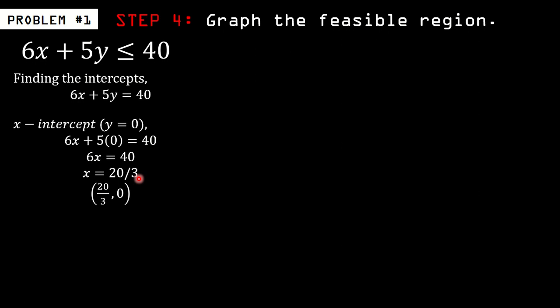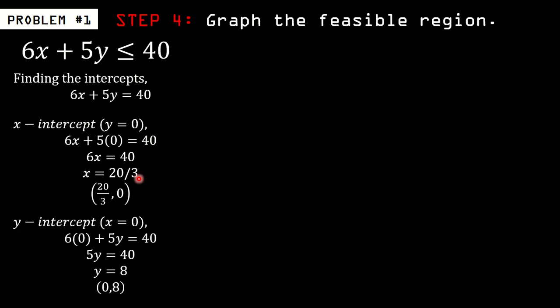And then for the y-intercept, we let x be equal to 0. So 6 times 0 is 0, plus 5y is equal to 40. And 5y is equal to 40, divide both sides by 5. So we'll have y is equal to 8. Therefore, our y-intercept here is 0, comma 8. We're just going to plot 20 over 3 comma 0 and 0 comma 8, and then we connect and extend both sides.